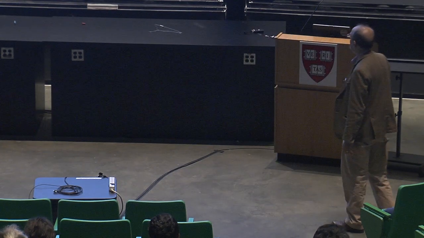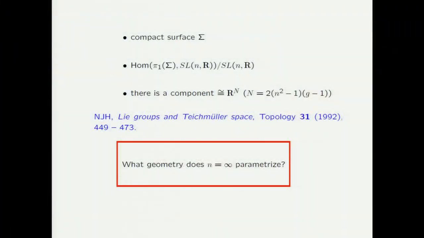So what I thought was, what can we do when n is equal to infinity? And of course, you may well ask, what does that mean? Like, what is SL(infinity,R)? And that's one of the issues that one needs to suppress in this, because what I want to do is look at the origins of these components by using Higgs bundles, the way it applies to what's called SU(infinity).